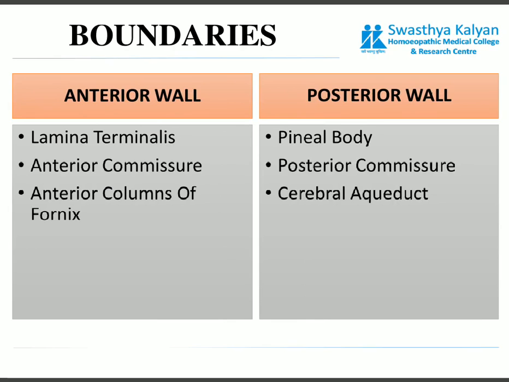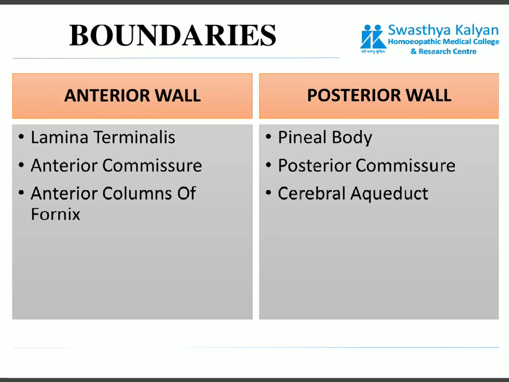Now the boundaries of the third ventricle. The anterior wall of the third ventricle is formed by the lamina terminalis. It is formed by the anterior commissure and it is formed by the anterior column of the fornix. So lamina terminalis is basically a thin sheet of gray matter and pia matter. It is attached to the upper surface of the optic chiasma.